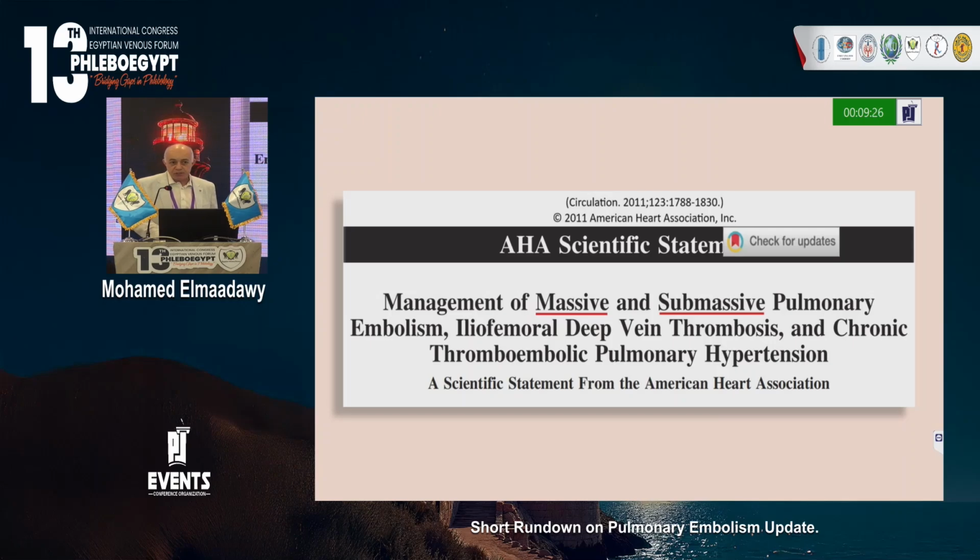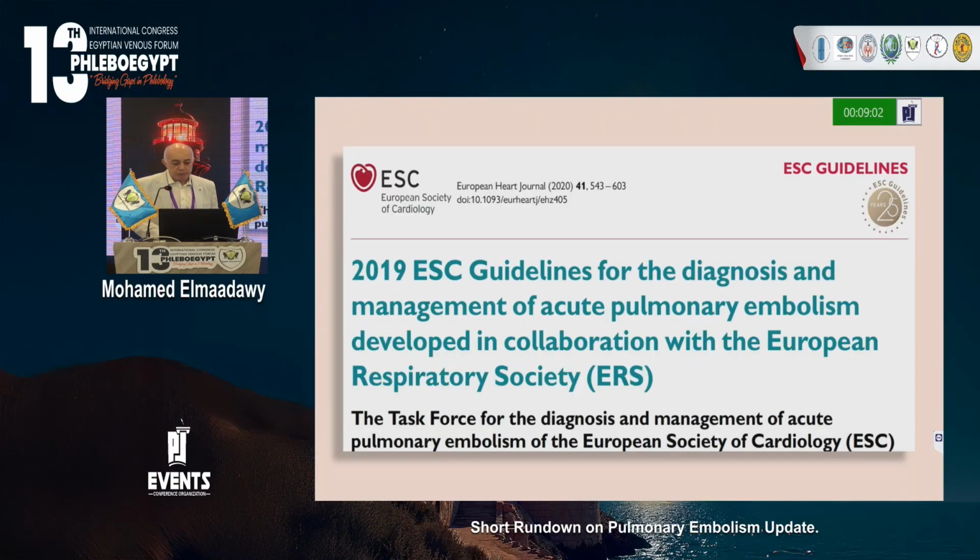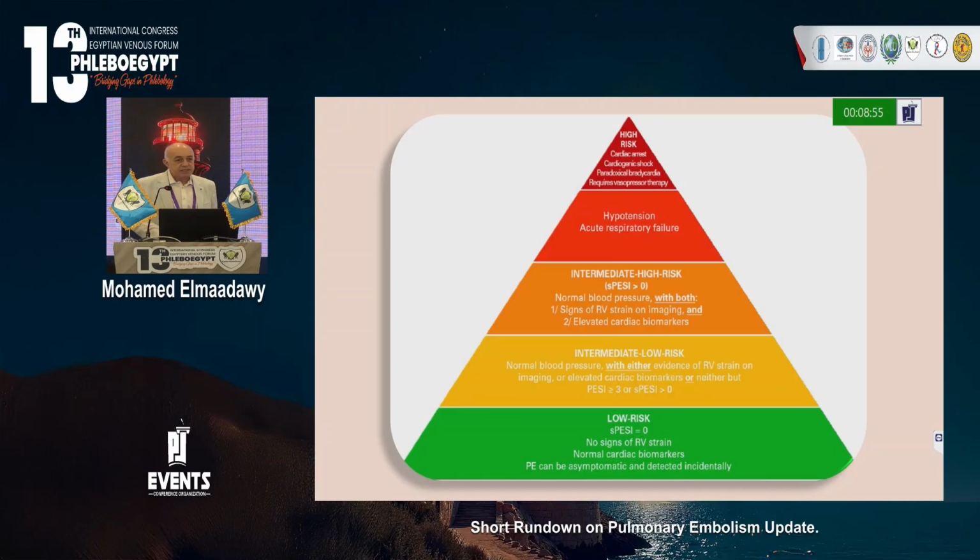One was published in 2011, which divides the cases according to their risk stratification into massive and submassive pulmonary embolism. Obviously, there is nothing to fit all, and it is very difficult to manage all the cases by a dichotomous provision that they are either massive or submassive pulmonary embolism. Comes next is the 2019 guidelines, which also left us in some perplexing way.